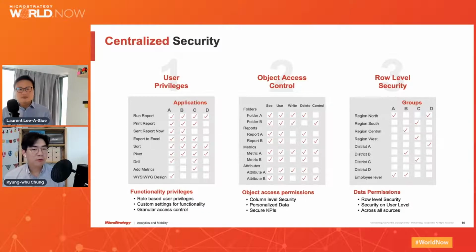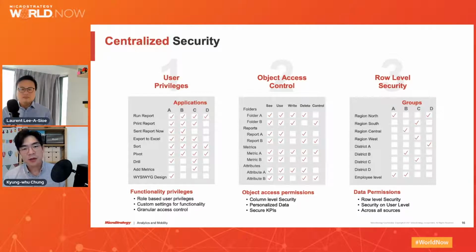Yes, in the semantic graph, we can specify three different aspects of security. The first one, the user privilege, is whether this person can use this feature or not. Sometimes we don't want people to be able to download the data to their local hard drive, so the feature can be controlled. Which user can use which feature, that's the user privilege.